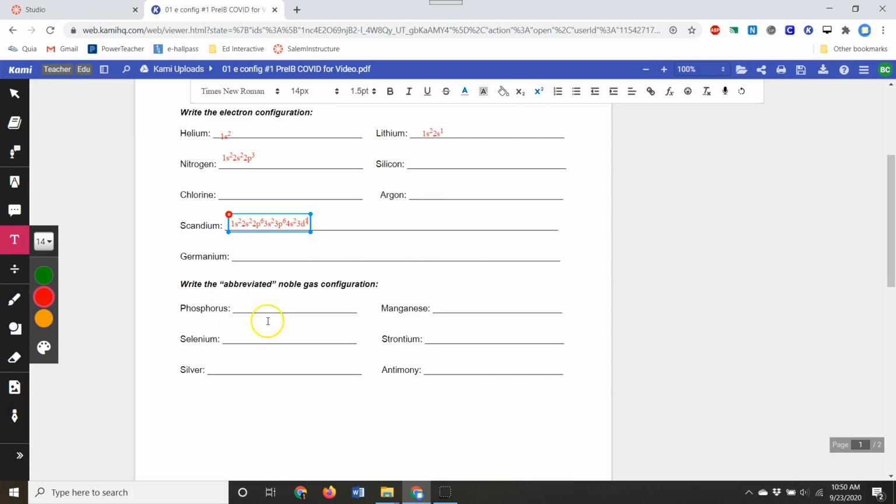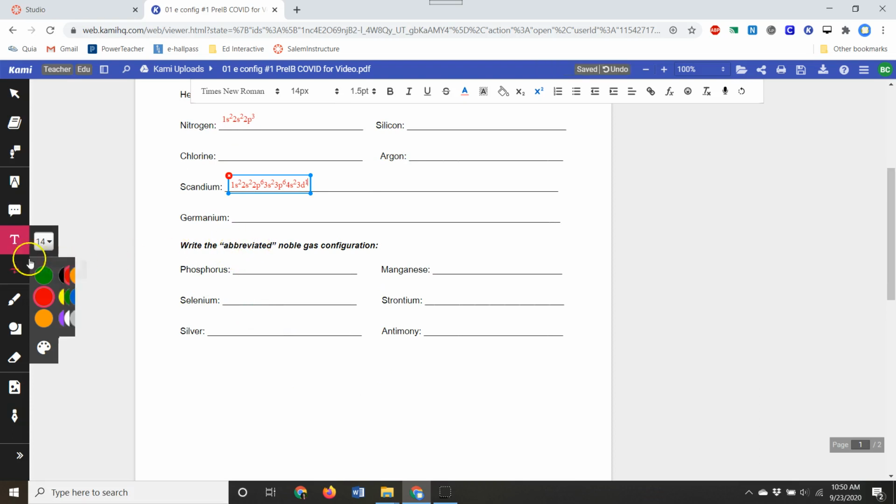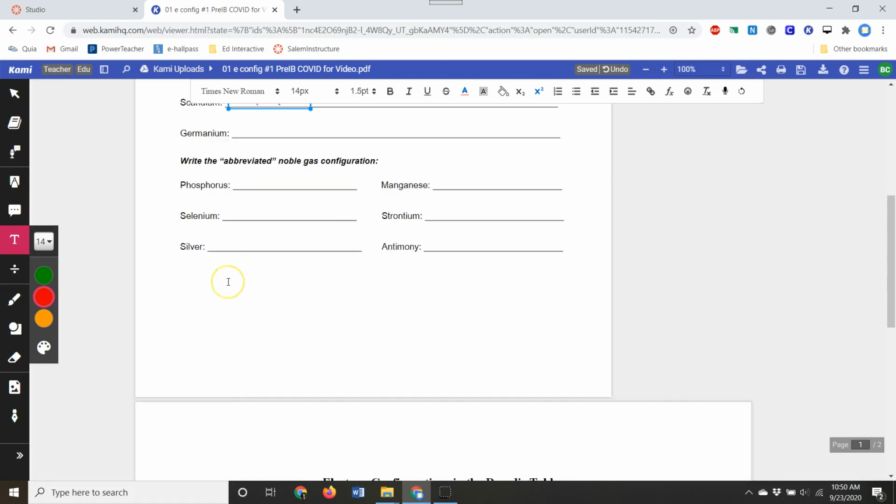All right, last but not least, this section asks us to write the abbreviated or noble gas electron configuration. So recall that that's the way that you can shorten electron configurations, by using the noble gases. So let's start with something easy. We're going to do phosphorus.